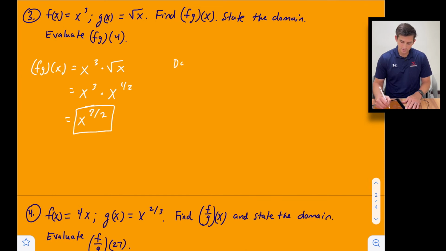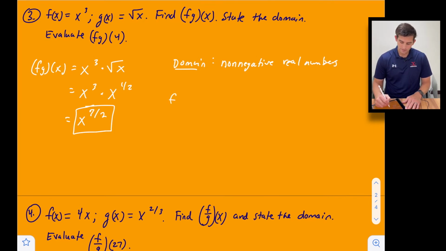Now let's think about our domain. So we did have x cubed, which would be all real numbers, but we also had square root of x, so this once again needs to be non-negative real numbers, because that is what the domain would be for our g of x function.